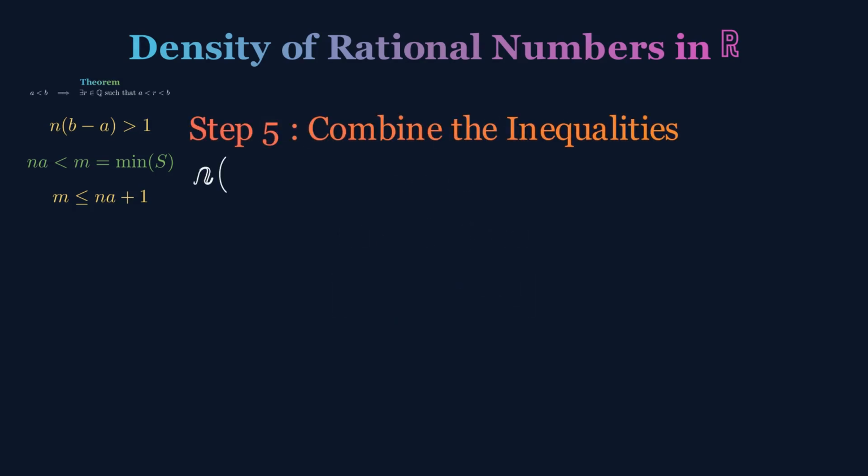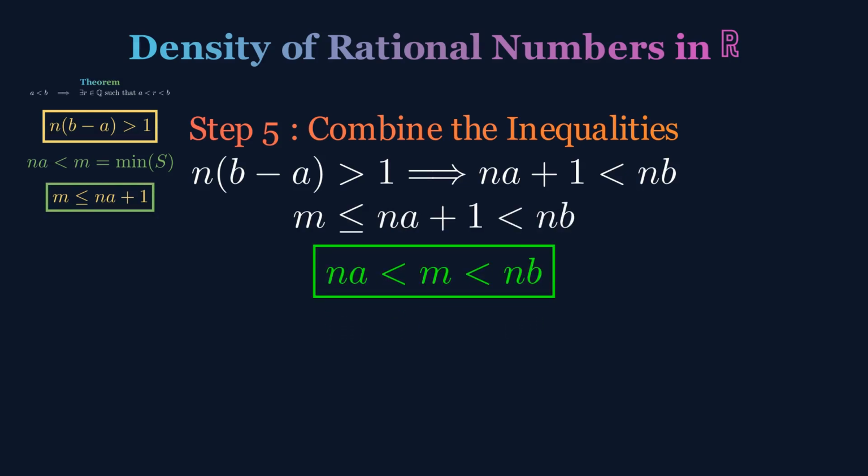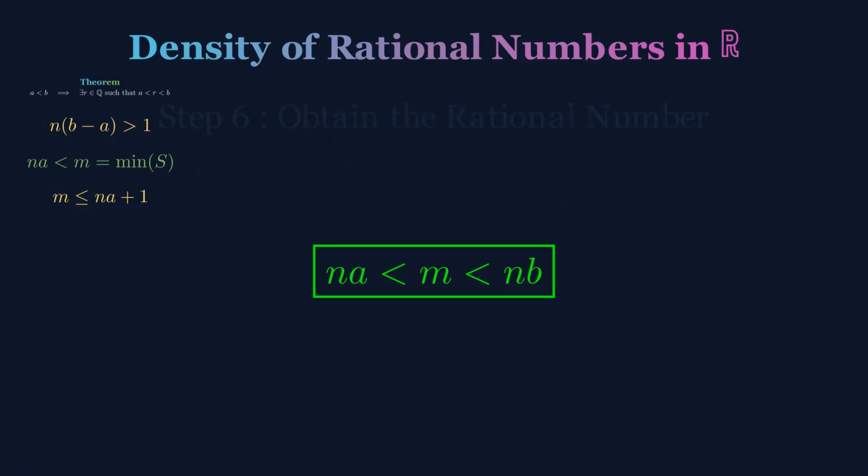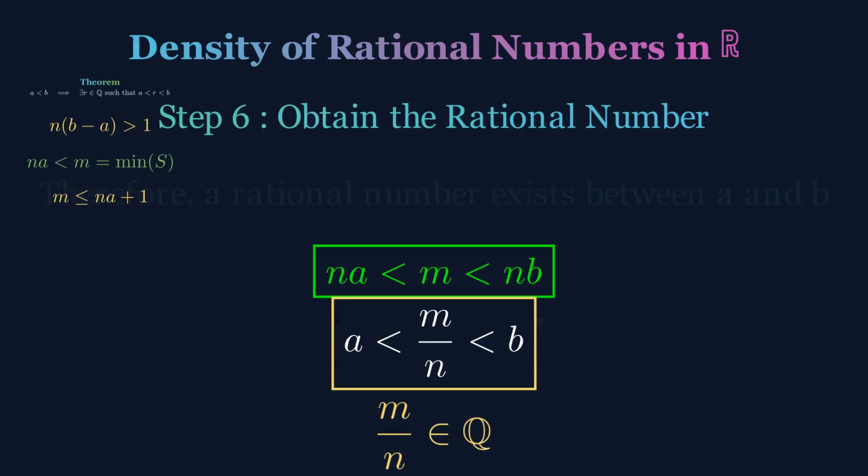So it is not an exaggeration that the order completeness axiom of real numbers paves the foundation of modern real analysis. Using the density of rational numbers in R, we can show that the set of irrational numbers is dense in R too.